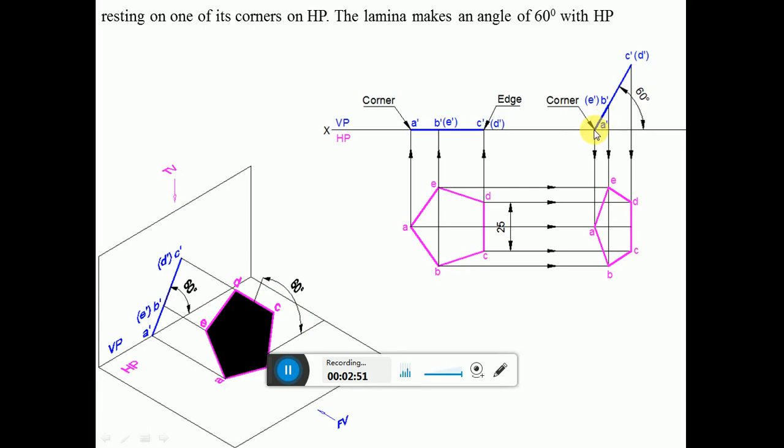Take any point on the XY line and draw a 60 degree line, and measure the distance from A dash to C dash. With A dash as center, cut an arc on this. Similarly, measure the distance from A dash to B dash and with A dash as center, cut an arc on this using the compass. Then project these points to the top view: from A dash you draw a vertical projector and from A you draw the horizontal projector to get this point. Similarly, B dash to B, C dash to C, D dash to D and E dash to E. Once you construct this, the lamina makes an angle of 60 degrees with HP.